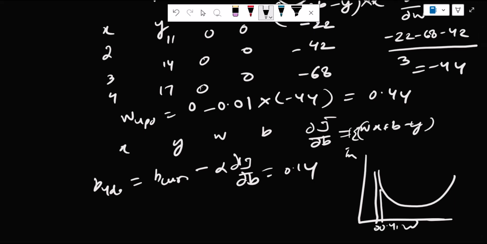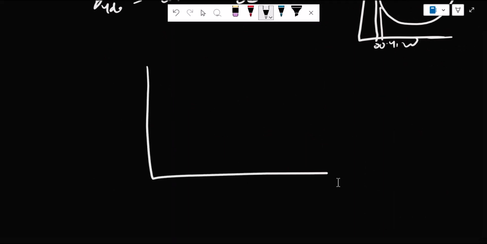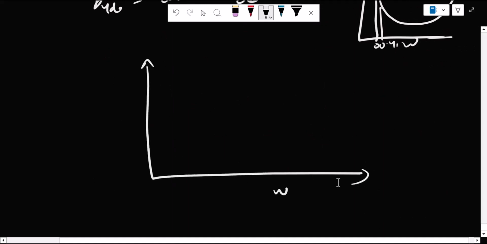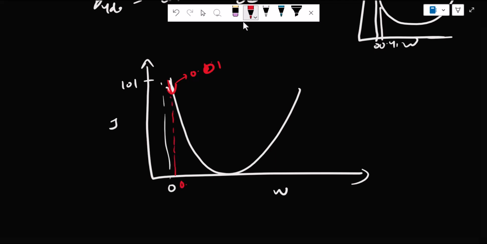Let me make it more clear. After this first iteration, what is happening? We have a graph between W and J. We started with W equal to 0. Our cost function value was 101 at that point, and we have to reach here. We took the learning rate as 0.01, and then we arrived at the new value of W, which was 0.44. And then we find the cost function at this point.